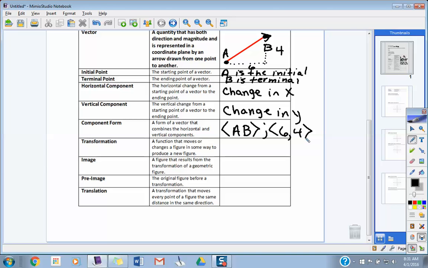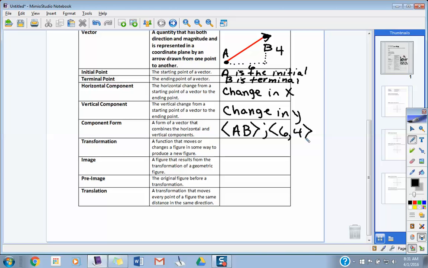And you always lead from the starting point to the ending point. So if you went left from the starting point, is that going to be a positive or negative horizontal change? Negative. And if you move down, is that going to be a positive or negative vertical change? Be negative. You bet, guys.